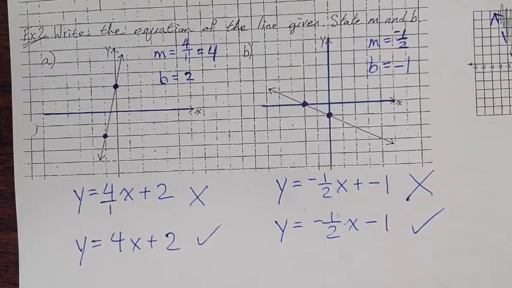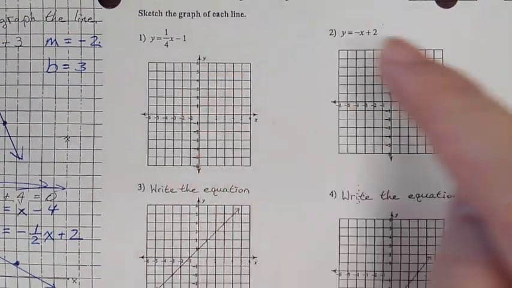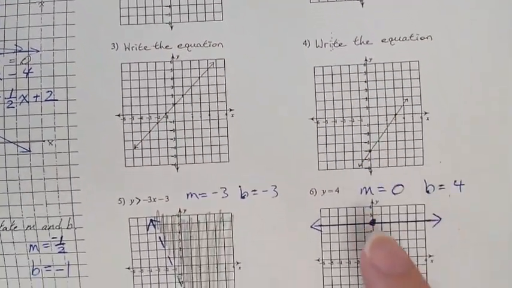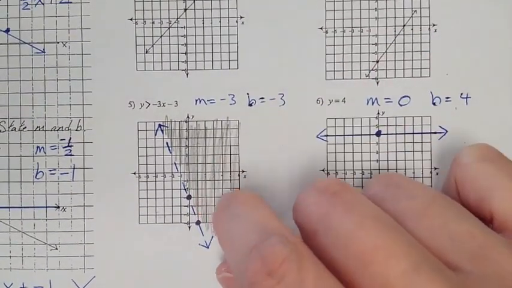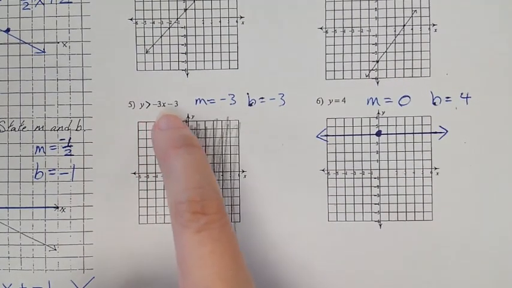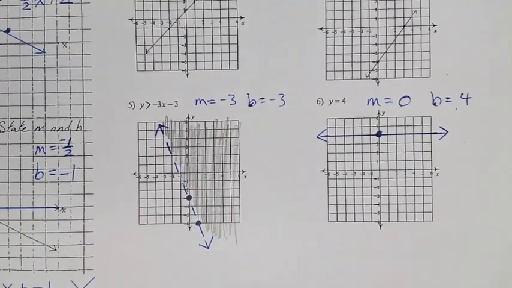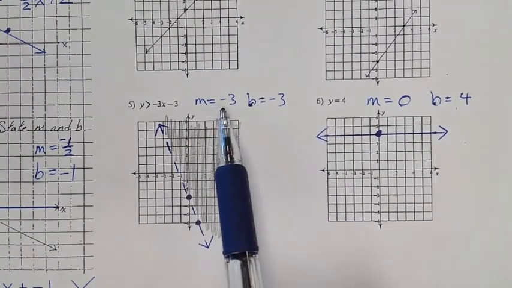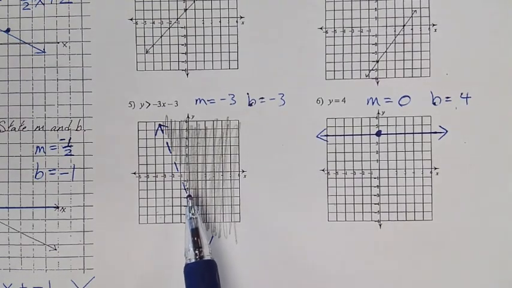Okay, so these ones you should be able to do. And I hope you guys did it. This one right here: y is greater than -3x minus 3. So your slope is -3, and your y-intercept is -3 as well. So I plot that y-intercept, went down 3/1. There's my second dot. But why did I not draw a solid line?